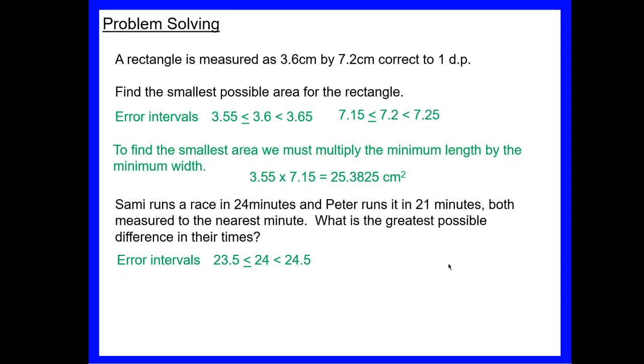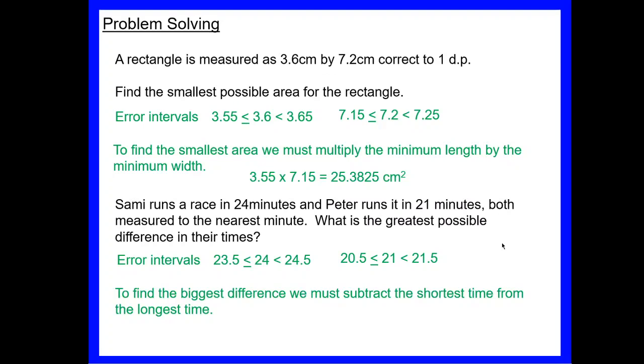We'll do the same for Peter. His was again to the nearest minute. So half a minute subtracted gives us 20.5 and half a minute added 21.5. We want the greatest possible difference in their times. Now if I'm going to take 2 numbers away from each other, to get the biggest difference, I need the biggest number take away the smallest number. Okay, so for the biggest difference, we've got to take the shortest time from the longest time. So our longest time, so we're looking for the biggest number that we've got, is 24.5. And we're going to take away the smallest time, which was 20.5. So the biggest difference in their times is 4 minutes.